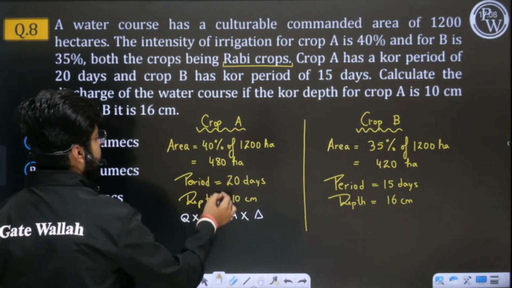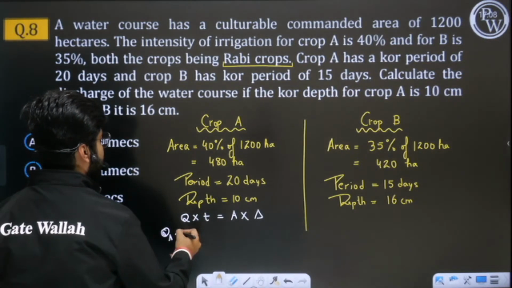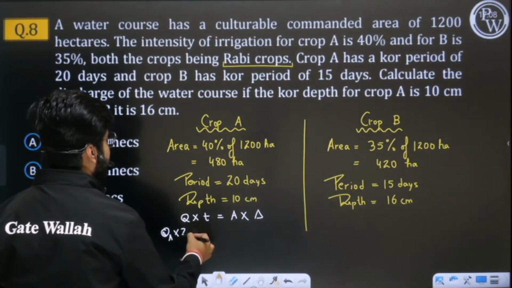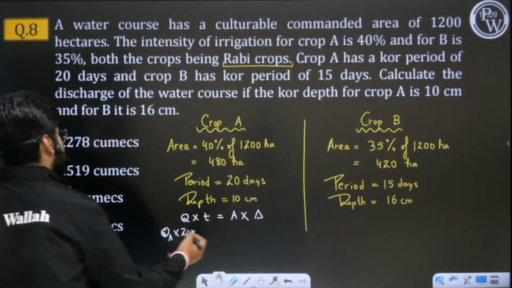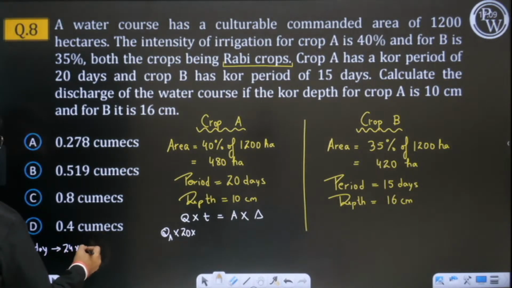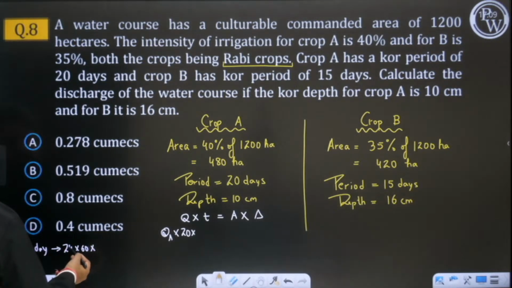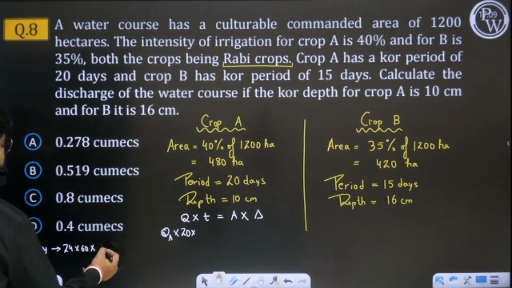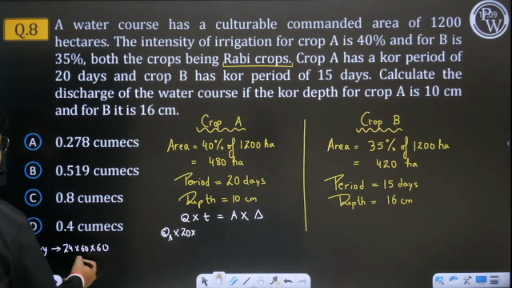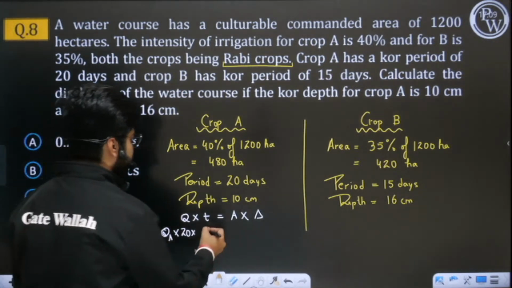The discharge we have to find is for crop A. Time period is given as 20 days. You can convert days into seconds. You all know that one day has 24 hours, every hour has 60 minutes, and every minute has 60 seconds. When you multiply this, you will get 86400. So in one day we have 86400 seconds. We will write it here.